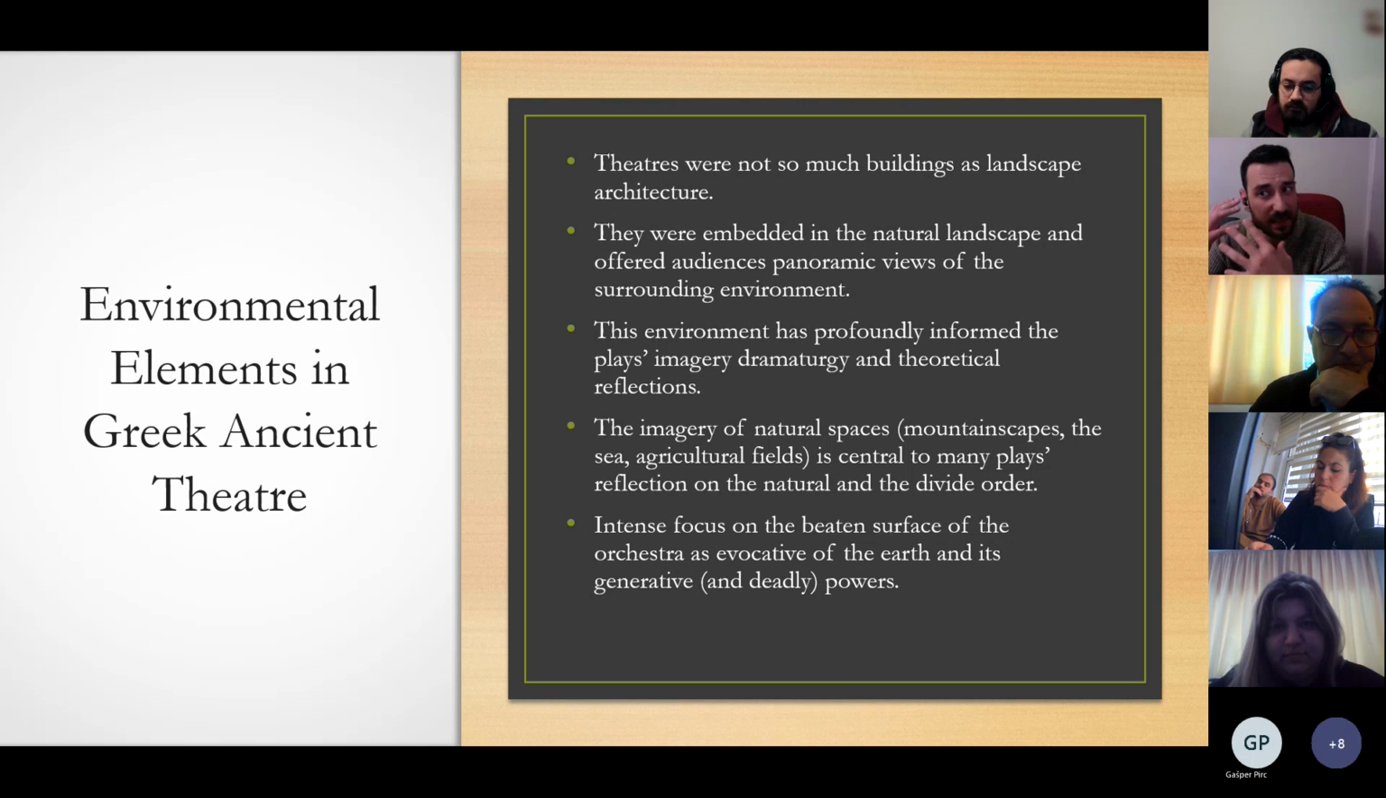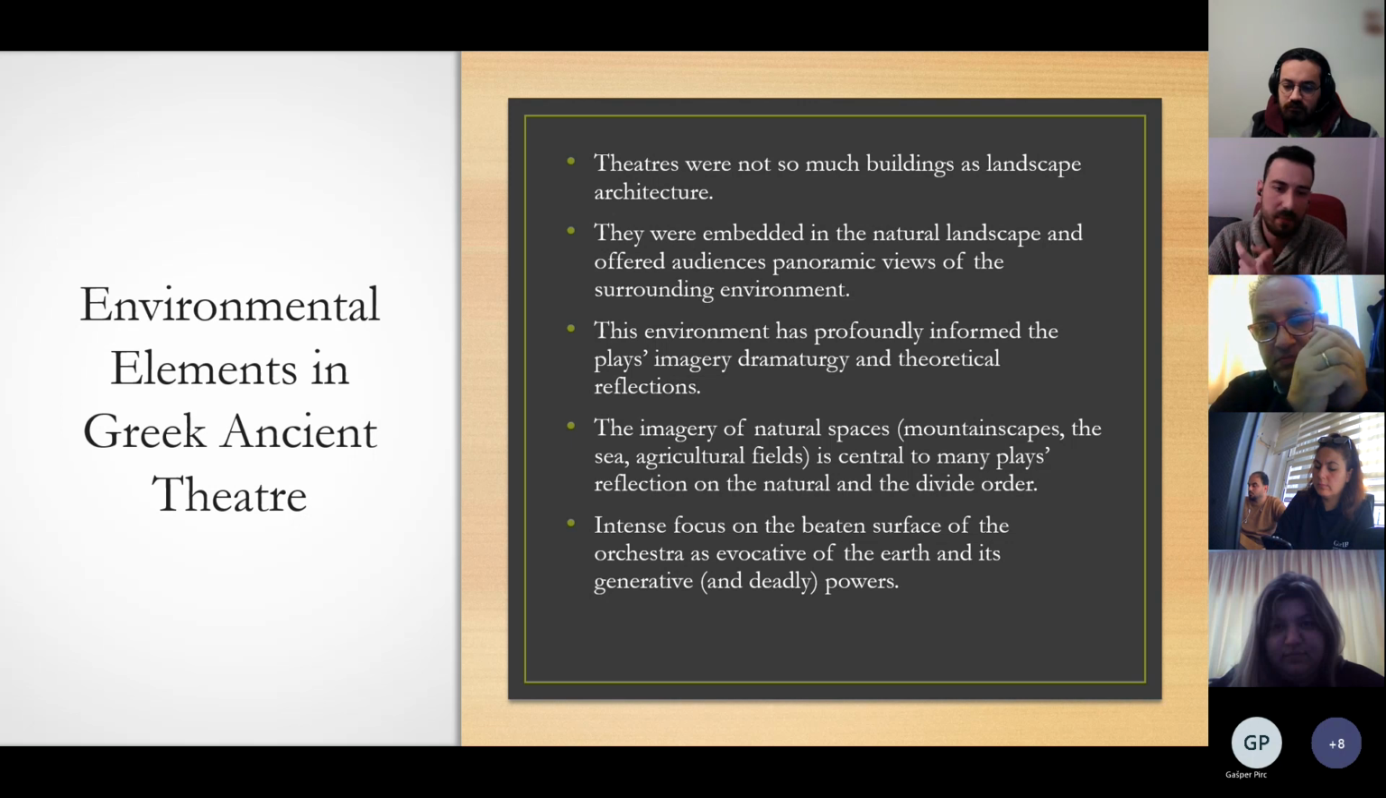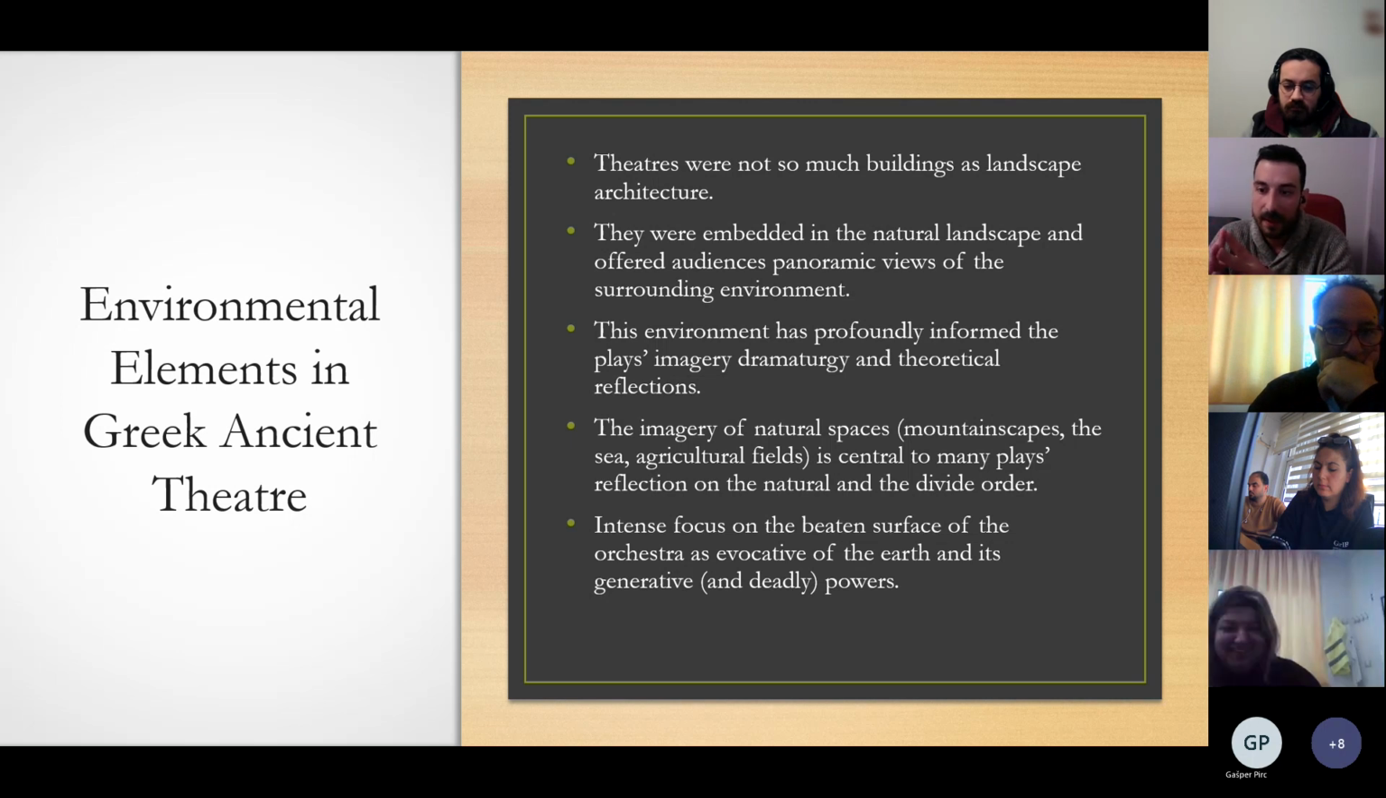This environment, in many cases, has profoundly informed the plays' imagery, dramaturgy, and even some theoretical reflections. In many of the ancient Greek plays, the imagery of natural spaces, such as mountainscapes, the sea, or even agricultural fields, which evoked what would have lain immediately in view of the audience, can be seen as central to many plays' reflection on both the natural and the divine order.